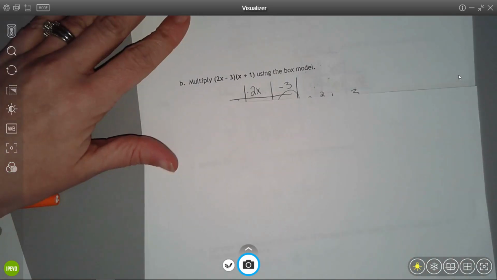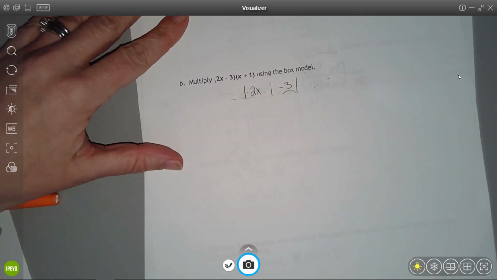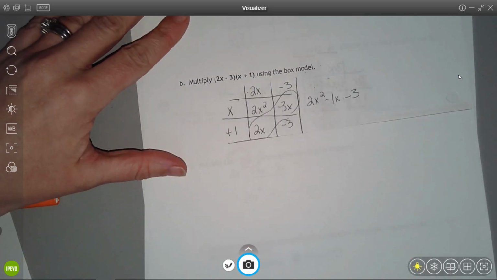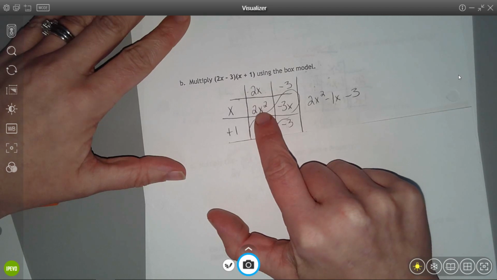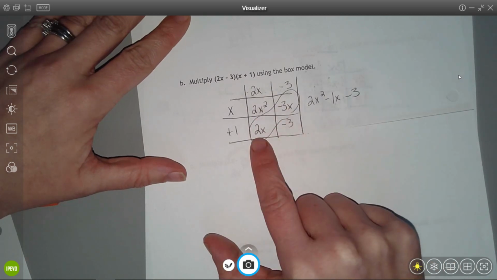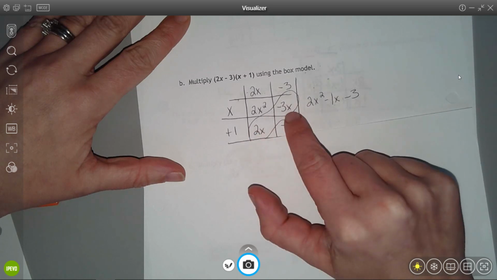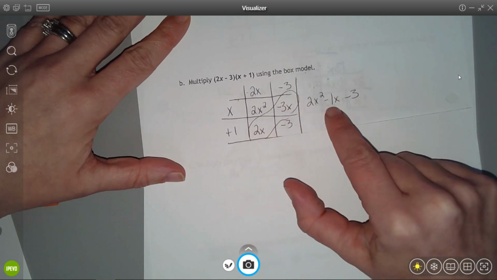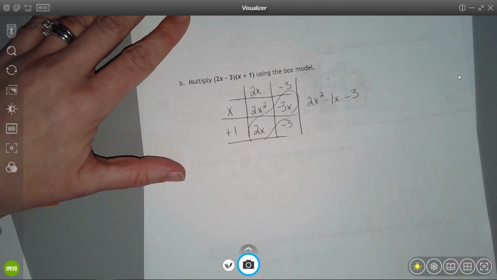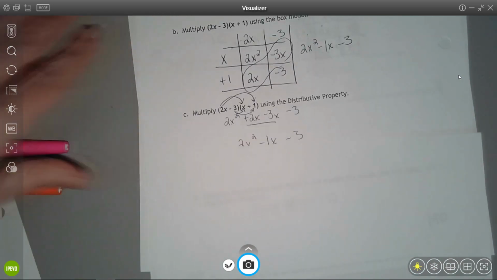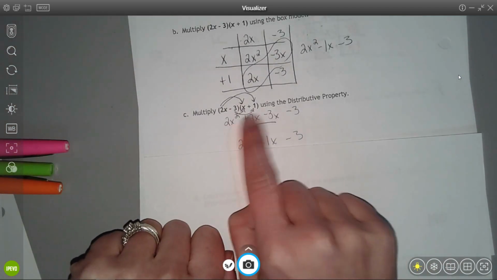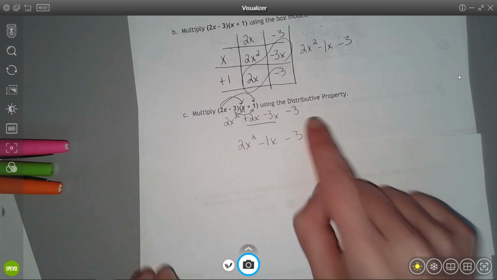So again, I got 2x minus 3 on top, and I got x plus 1 on the side. Go through, I get 2x squared minus 3x plus 2x minus 3. Combine the diagonal, negative 3 plus 2, and I get negative 1x in the middle. Okay, showing you the same exact way: first, outer, inner, last.